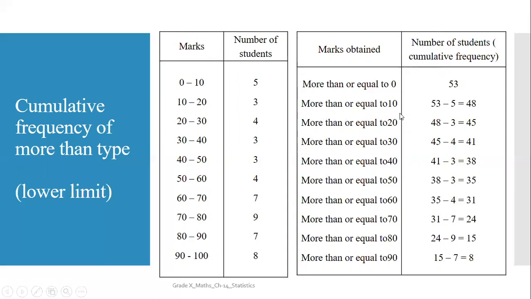Next, more than or equal to 10. So above 10, everything will be considered. So we have to subtract 5 because 5 will not be there. So 53 minus 5, 48. Now more than or equal to 20, 20 to 30, above all this. So these two have to be subtracted. So from the previous one, we just subtract 3 and we get 45. So on, when we continue, we will get 15 minus 7 equal to 8. That would be the last entry, which will be the same as the frequency given over there.